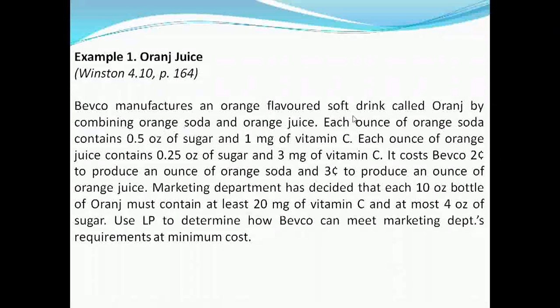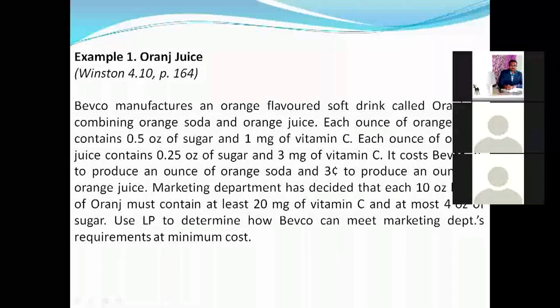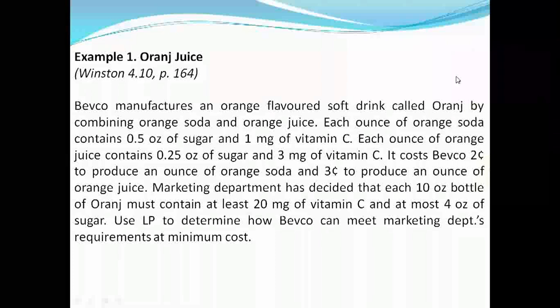So Bevco manufactures an orange flavored drink called orange by combining orange soda and orange juice. So orange soda and orange juice, 2 variables here we are getting, 2 constraints. Each ounce is nothing but the measuring. Each ounce of orange juice contains 0.5 oz of sugar and 1 milligram of vitamin C. So first constraint, there are 2 constraints, orange soda and orange juice.